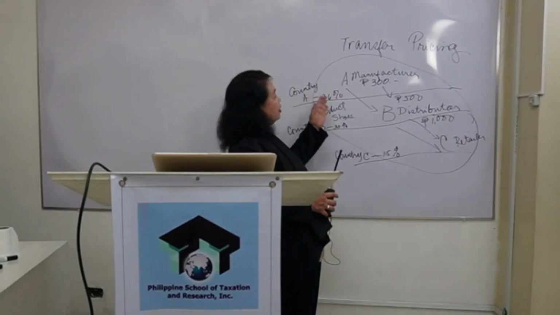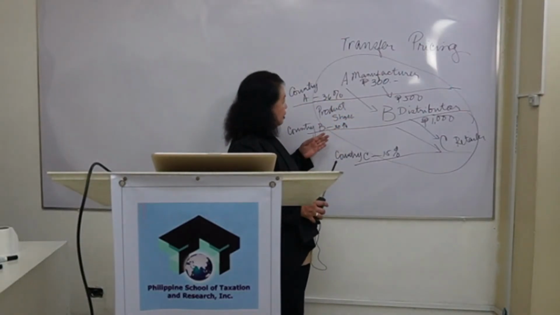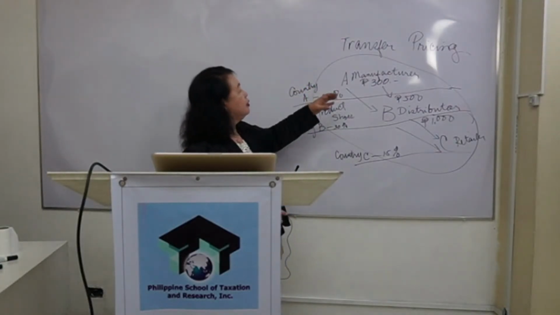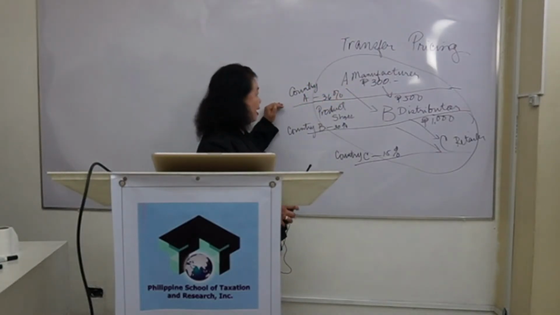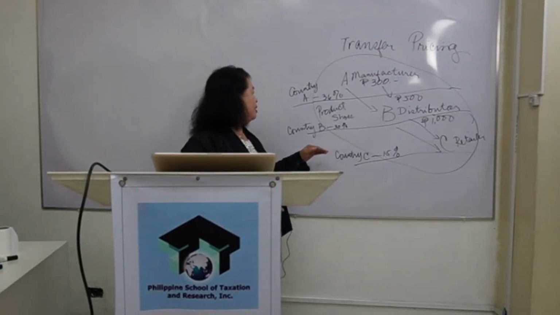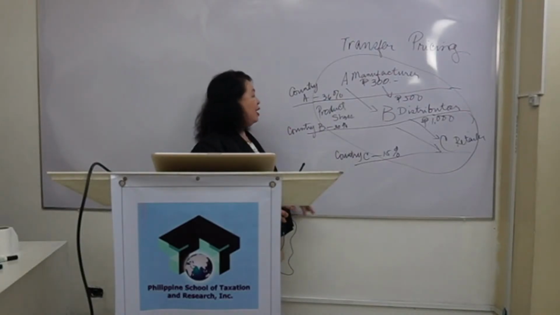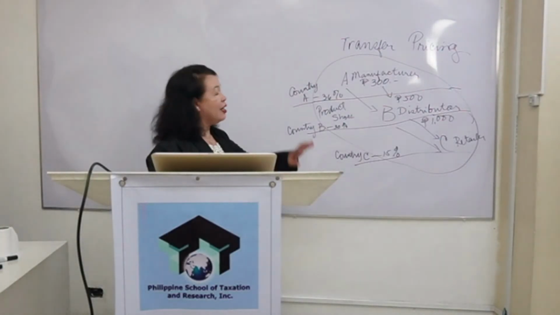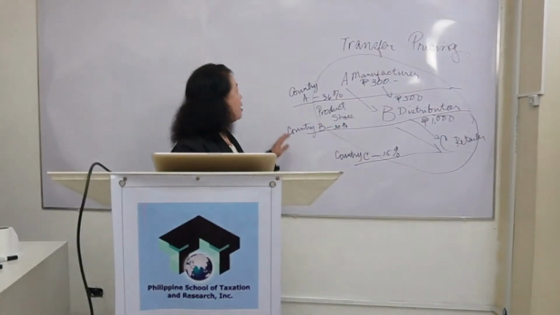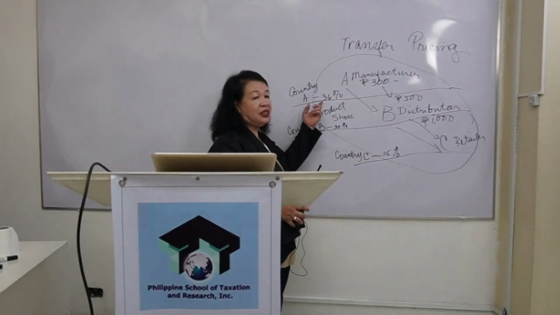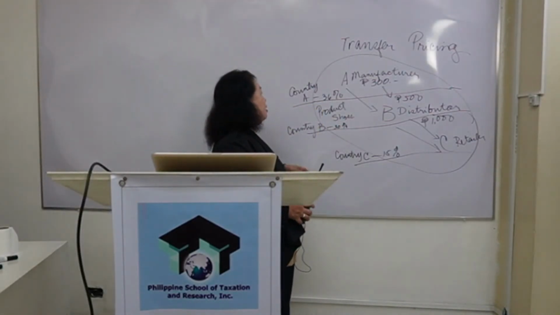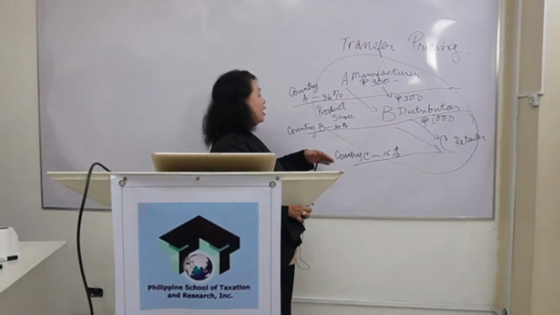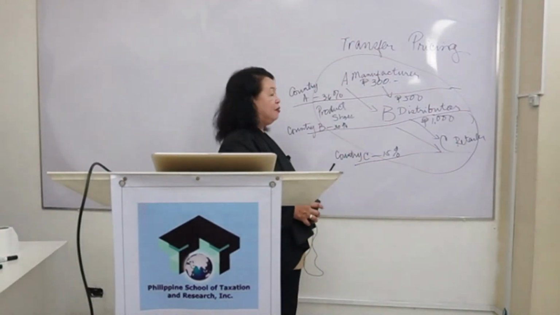So, nagkakaroon ito ng special treatment kapag si A nasa country A, ibang bansa. Si B, nasa country B, ibang bansa din. At si C, nasa country C, ibang bansa din. No? At nagkakaroon pa to ng another issue. Pagka sa country A, iba yung tax rate niya, 36%. Si country B, iba din yung tax rate, 30%. At si country C, iba din yung tax rate, nagiging 15%.